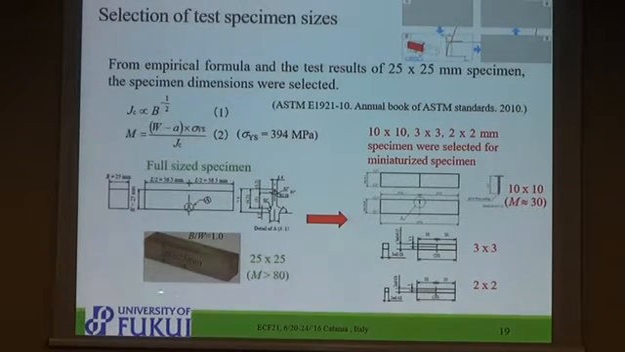From these experimental results and this empirical formula, the 10 square millimeter specimen was selected as the specimen that the value of M will be close to 30. As smaller specimens, a 3 square millimeter specimen and a 2 square millimeter specimen were selected.